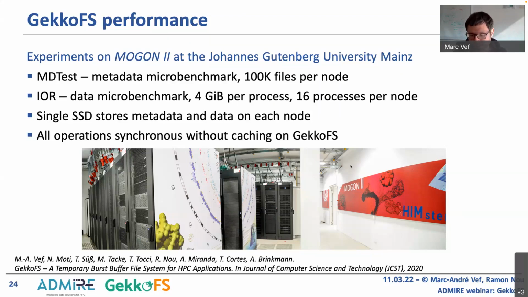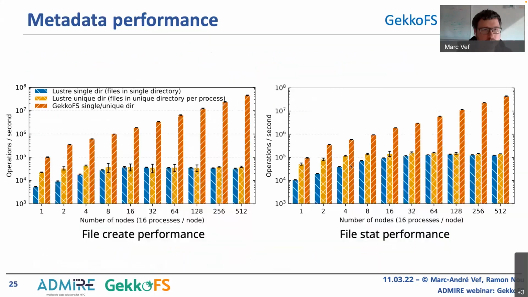In our case, we have a SATA SSD on each node. It has kind of the same performance that you've seen earlier, which is 400 to 500 megabytes per second read and write performance per node, and everything is also operated synchronously because we have no caching in GekkoFS. We will, in ADMIRE, add caching to GekkoFS, but for now we don't have that. And of course, this makes it very easy to have a strongly consistent I/O system.